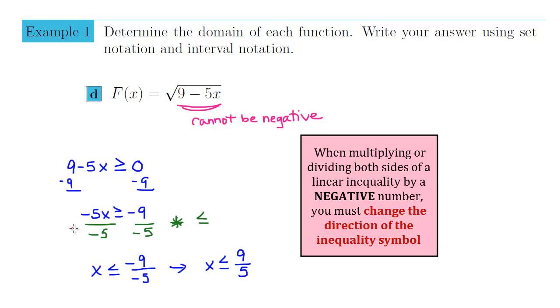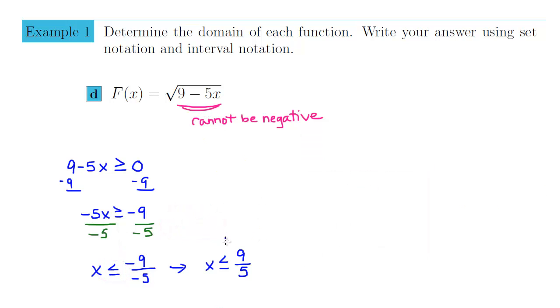Again, let me state, when you take a linear inequality and divide it by a negative number, you must change the direction of the symbol. Hence, our greater than or equal to became a less than or equal to. Our domain then consists of all x values that are less than or equal to 9/5. All of these elements are in the domain.